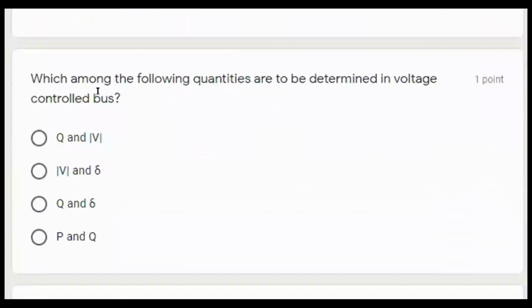Next question: which among the following quantities are to be determined in a voltage controlled bus? A voltage controlled bus means a PV bus or generator bus. In a PV bus, P and V values are specified, that is the given values. The calculated values are Q and delta. The load flow equation is solved to calculate the reactive power and the phase angle.